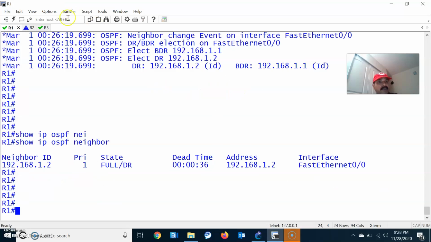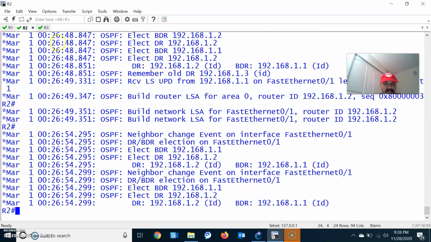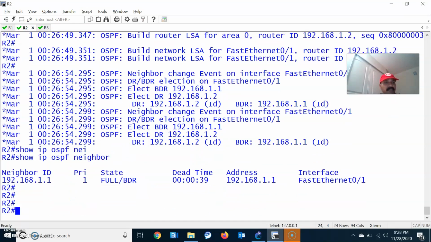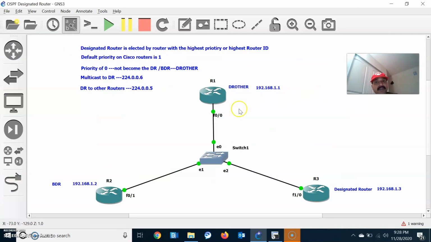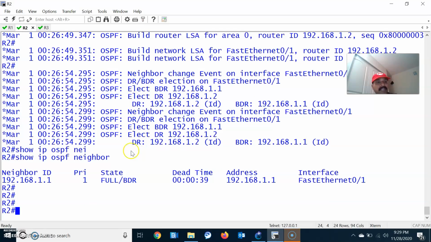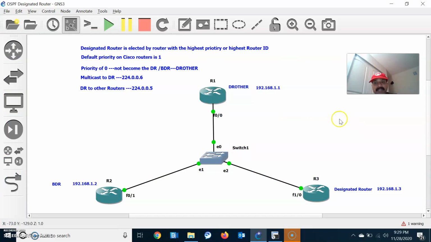Let us see what about R1. Show IP OSPF neighbor. Yeah, see, the DR other router will be elected as the backup designated router. If I shut down this interface, R2 will be elected as the designated router, and R1 will become the backup designated router. That is the reason you are able to see R2. This is the neighbor ID, 1.1, and this is the role, backup designated router.